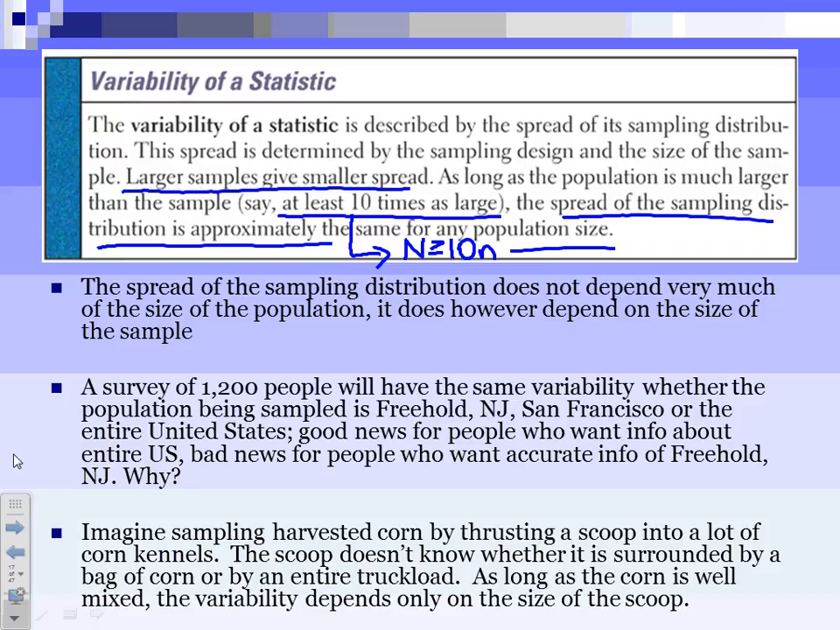All right, so that's our goal. Our goal is to have that be the case. So it doesn't really necessarily depend on how large the population is. It really just matters how large your sample is.